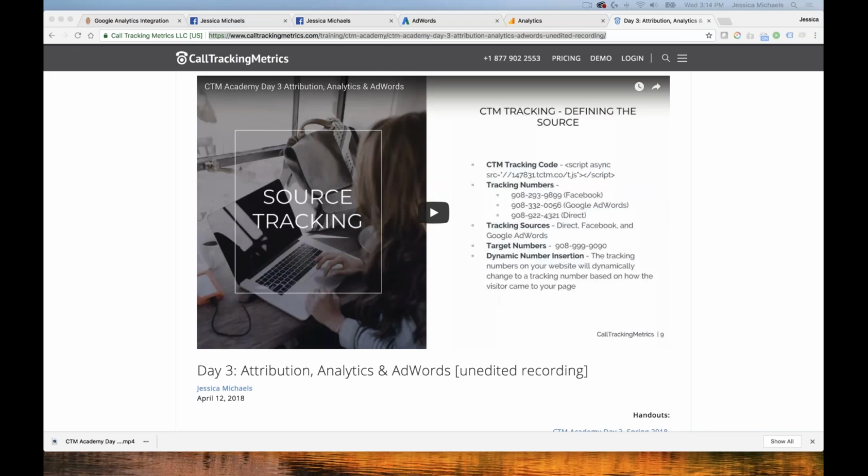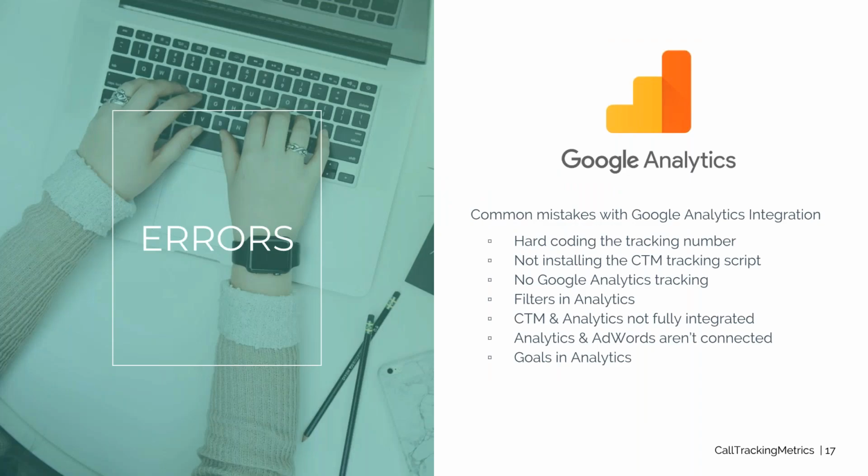Okay, so moving along. I wanted to switch over to our slide deck and cover our most common mistakes with our Google Analytics integration. There are several very common mistakes. One is hard coding the tracking number on your landing pages. If you hard code the number and don't put our tracking script, we are not going to be able to attribute session data, much less campaign data.